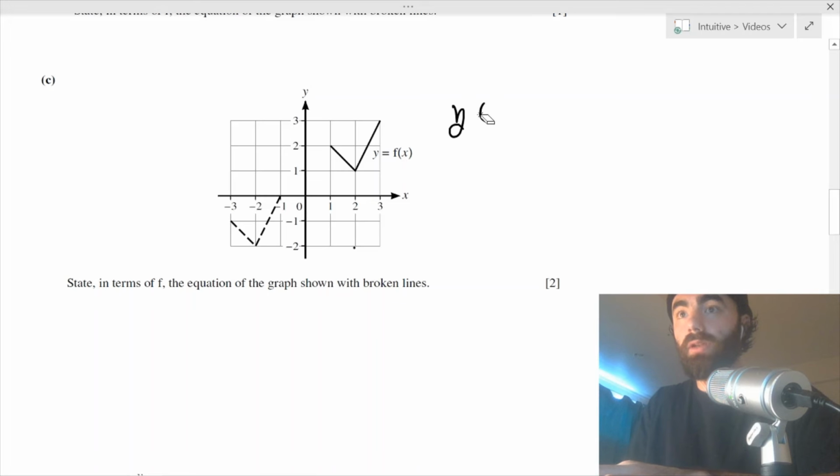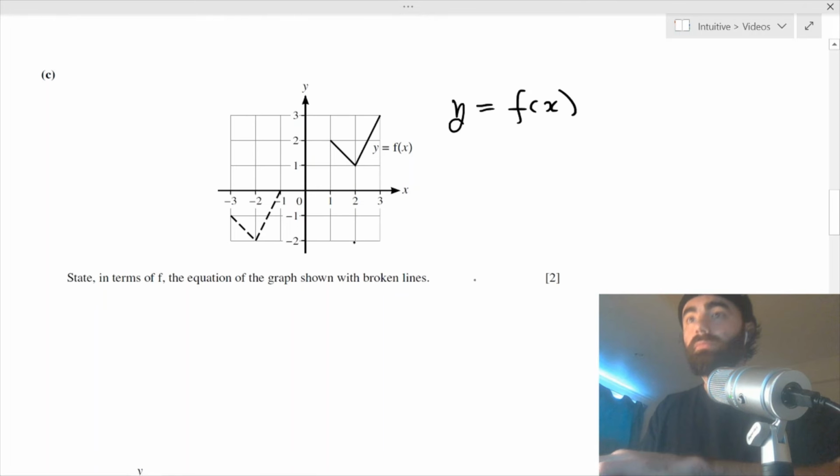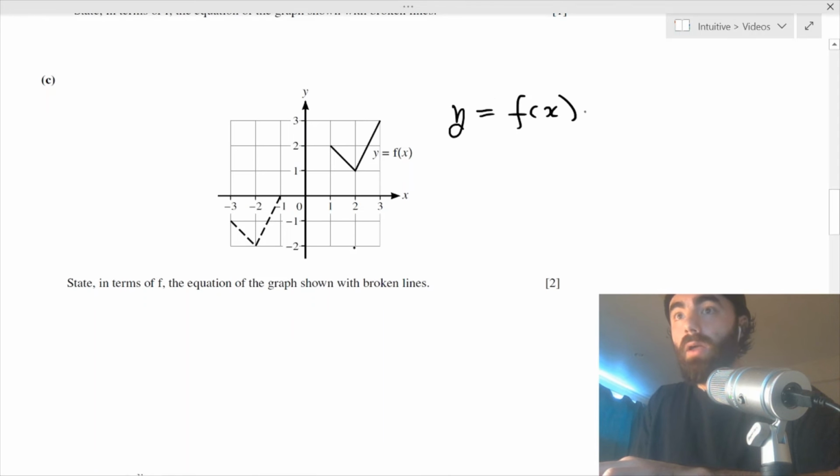Well, this is just going to be equal to f of x, and with these transformations I would always recommend taking them one at a time. Well, we're shifting down minus 3. Right, we're going down minus 3. We're minusing 3 from all of our f of x values.